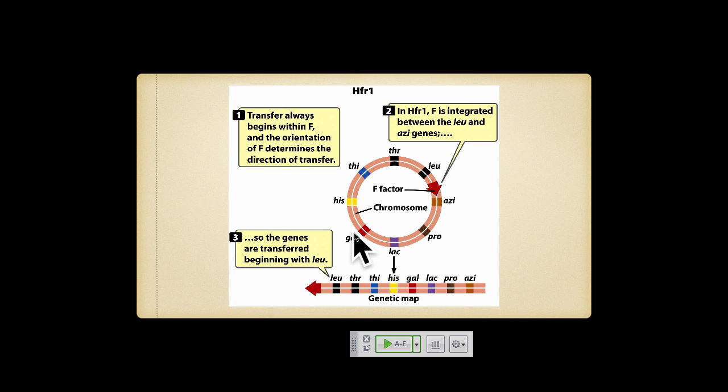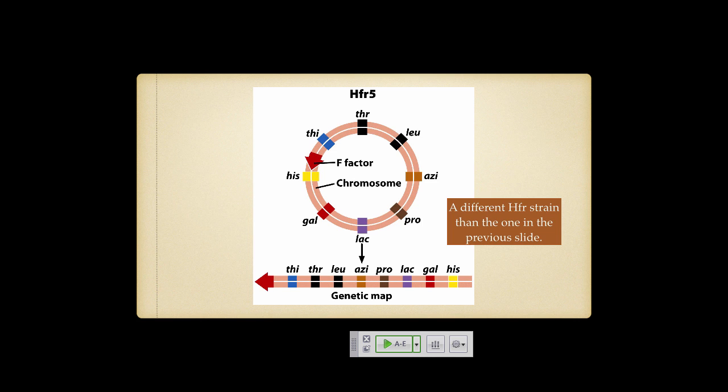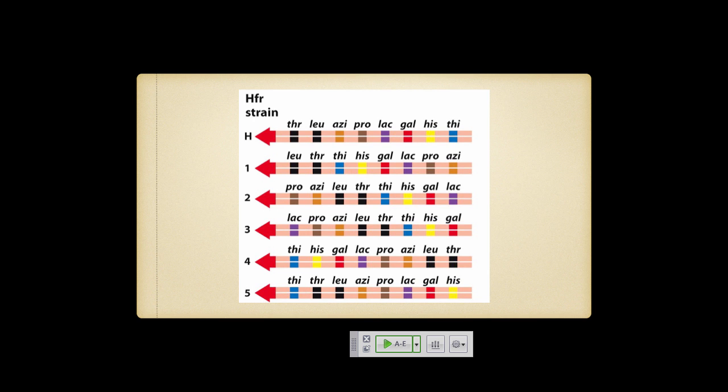Okay? Could you map out the chromosome if that's all the data you had? No, you need it starting at other points. So this is HFR1. Well, here's HFR5. Well, it just integrated at another place. This time it's going to be thymine, threonine, leucine.